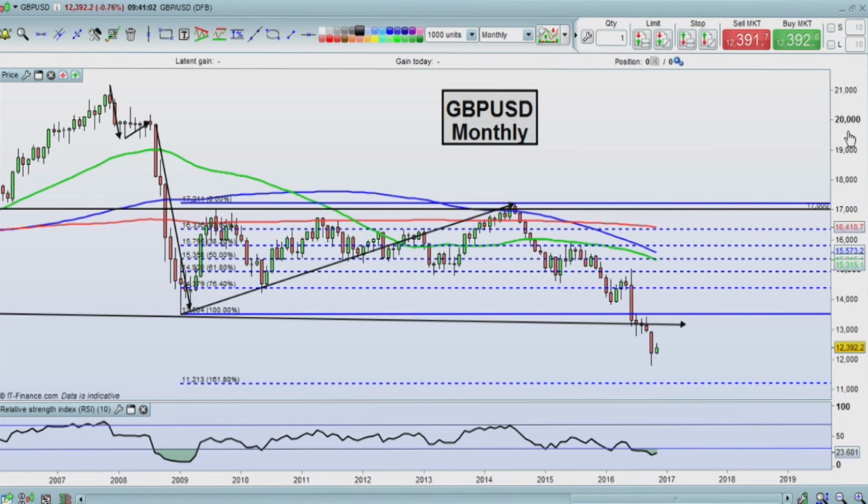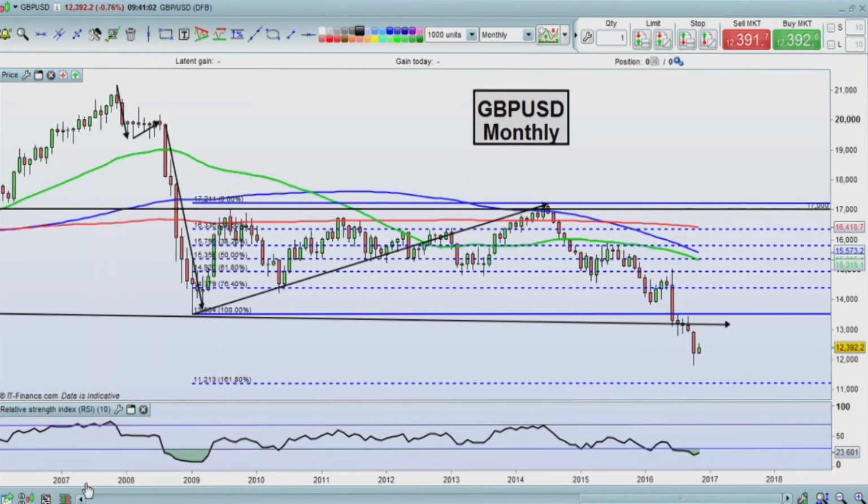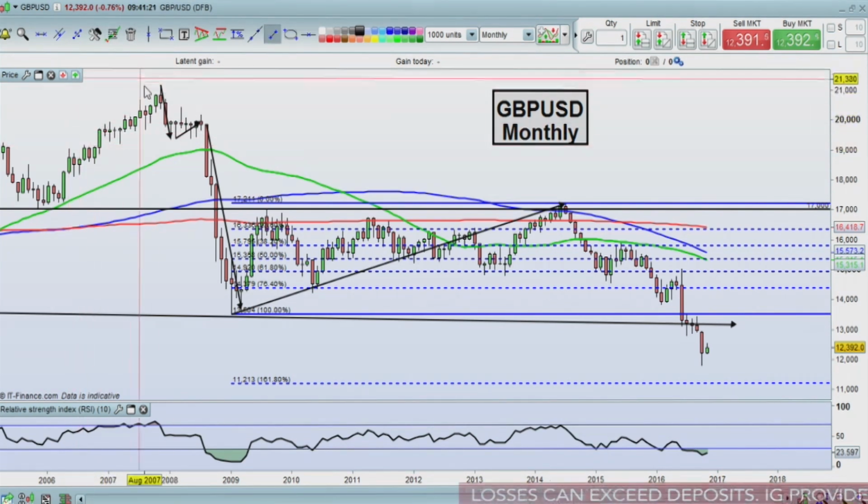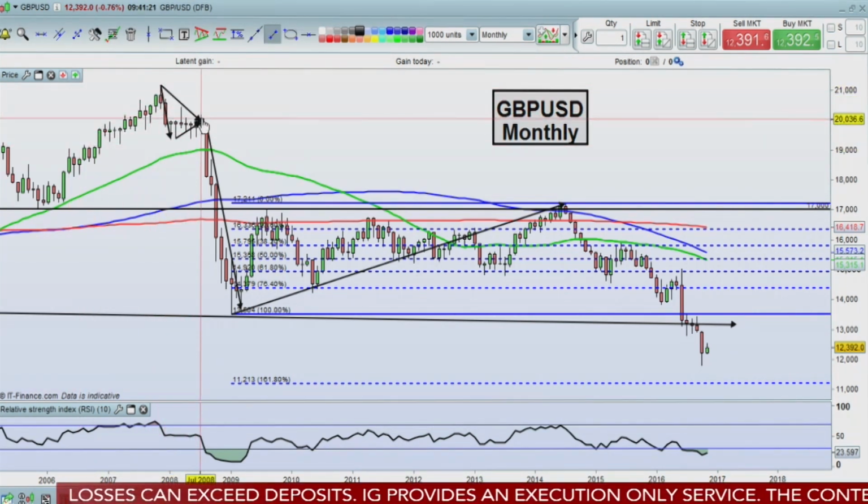Okay, Jeremy, well, I start with a monthly view of the pound against the dollar that I've been looking at for a very, very long time. If you remember, prior to the global financial crisis, the pound against the dollar, or cable, moved up above 2. It then fell and then went sideways on that monthly chart.